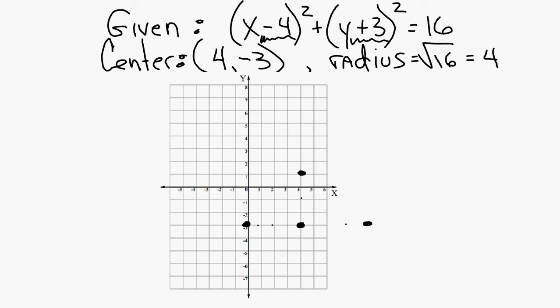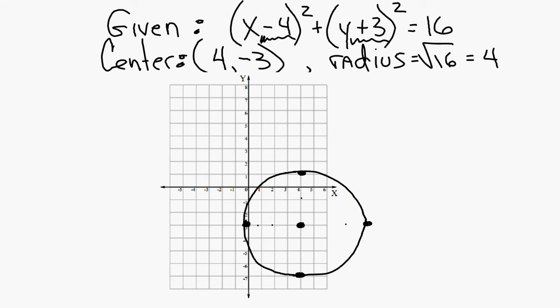So now you've got your center plotted, you've got 4 points on the circle plotted, and then you're just going to do the best that you can to try to draw a circle that goes through all of those points. And obviously it doesn't have to be perfect. I'm just extremely skilled at this. Okay? Everybody understand what's going on today?